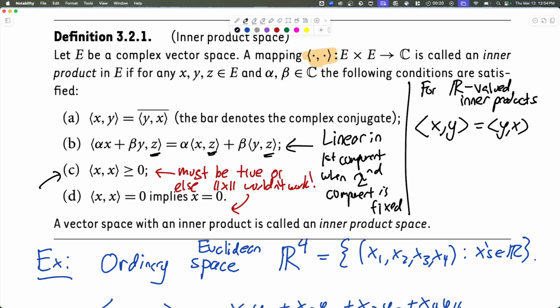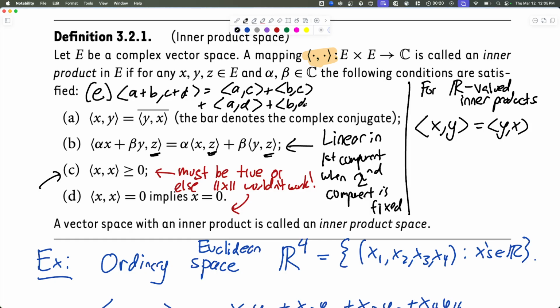So why don't we add that as E? Let's add E over here. Let's do A, B, C, D. If you do A plus B with C plus D, this will be equal to AC plus BC plus AD plus BD. And this is actually a good exercise: prove that condition E holds given conditions A and B. You only need conditions A and B. So that's an exercise for you.